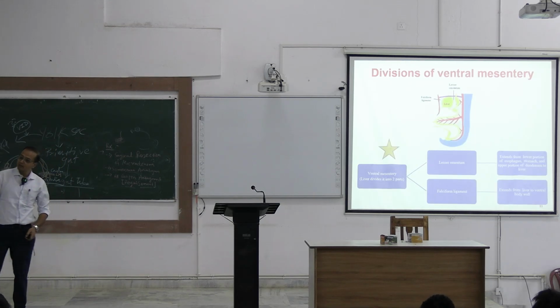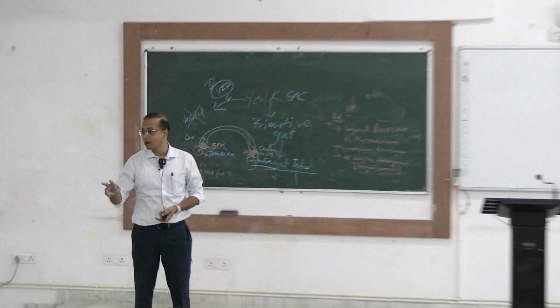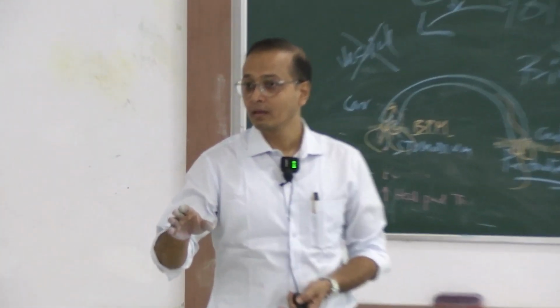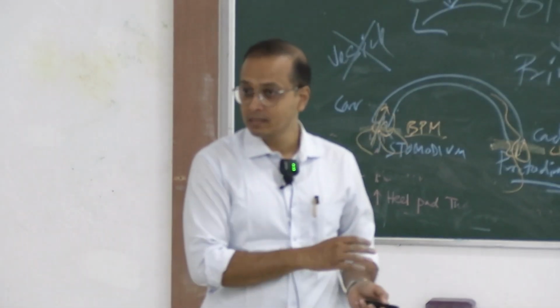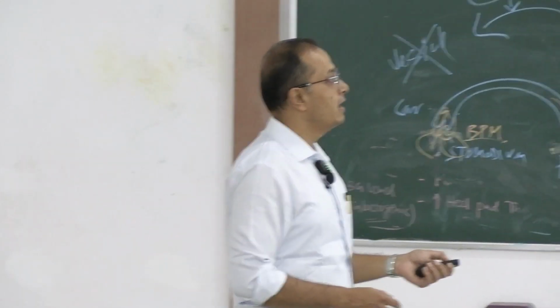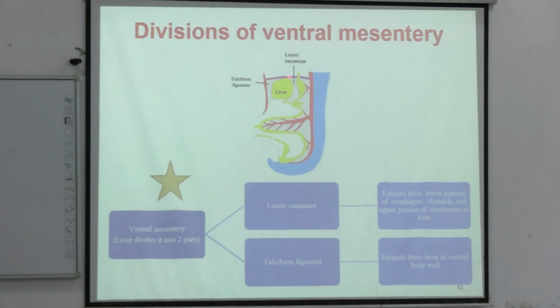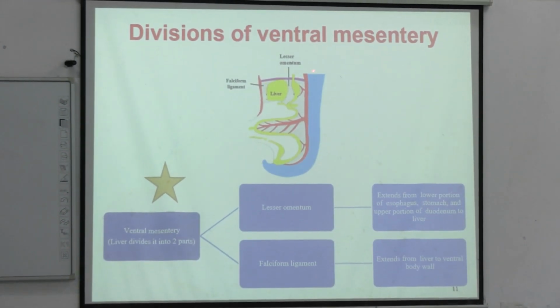Now if you place the liver in front of the stomach, it splits this ventral mesentery into two parts: a part anterior to the stomach, and a part anterior to the liver. So this ventral mesentery, between the anterior body wall and the liver, takes a different name. We call it the falciform ligament, which we have seen attached on the margins of the liver.